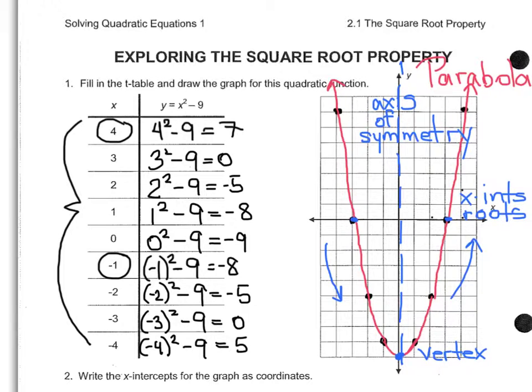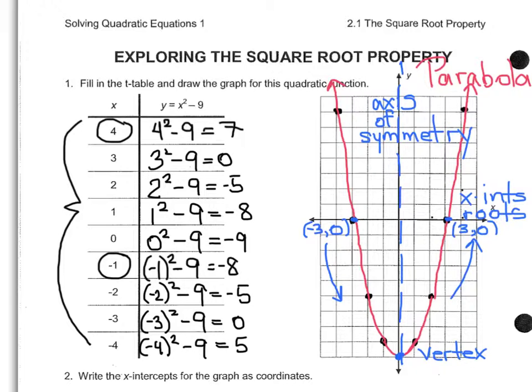So this parabola has two roots. It has a root at (3, 0), and then it also has another root at (-3, 0). So I hope you're clearly labeling your diagram, your parabola.